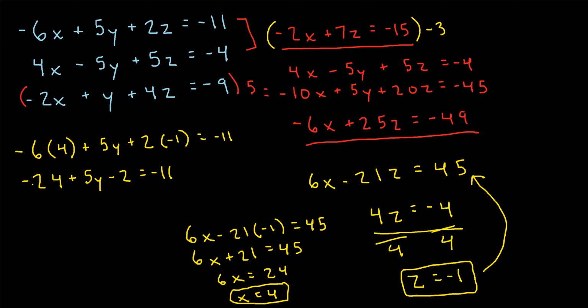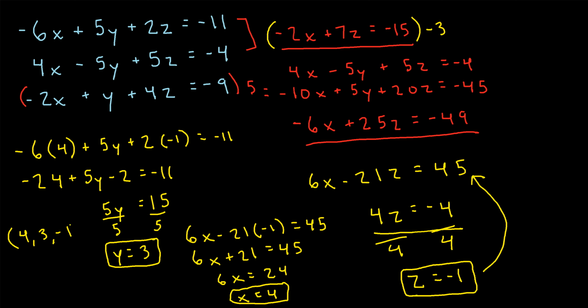So now we have negative 24 and a negative 2, that's negative 26. And if we add 26 to the right-hand side, we'll get 15 is equal to 5y. And to solve for y, we can just divide both sides by 5, and we get y is equal to 3. So our final answer we can write like this, x, y, and z. So x is 4, y is 3, and z is negative 1. These are the x, y, and z values that if we plug them into any of these original equations, they will all be true.